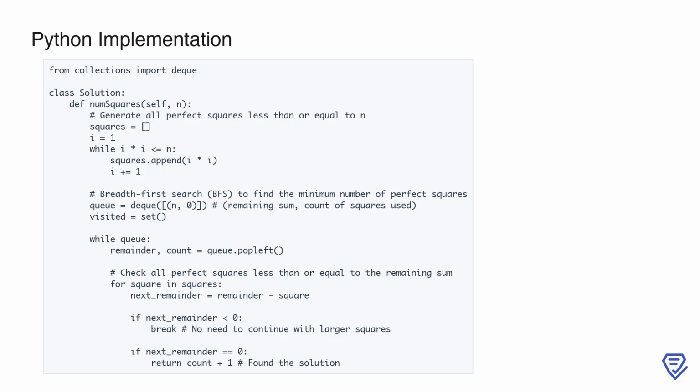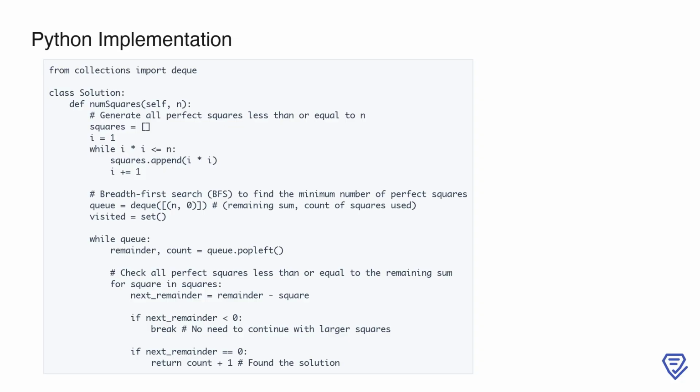Next, we set up the BFS. We initialize a queue using deque, starting with a tuple containing the original number n and a count of 0, which represents the number of perfect squares used so far. We also create a visited set to track numbers we've already processed, so we don't revisit them unnecessarily. The while loop processes elements in the queue, and for each iteration, we dequeue the first element and unpack it into remainder and count. The remainder represents the number we still need to break down, and the count tracks how many perfect squares we've used so far.